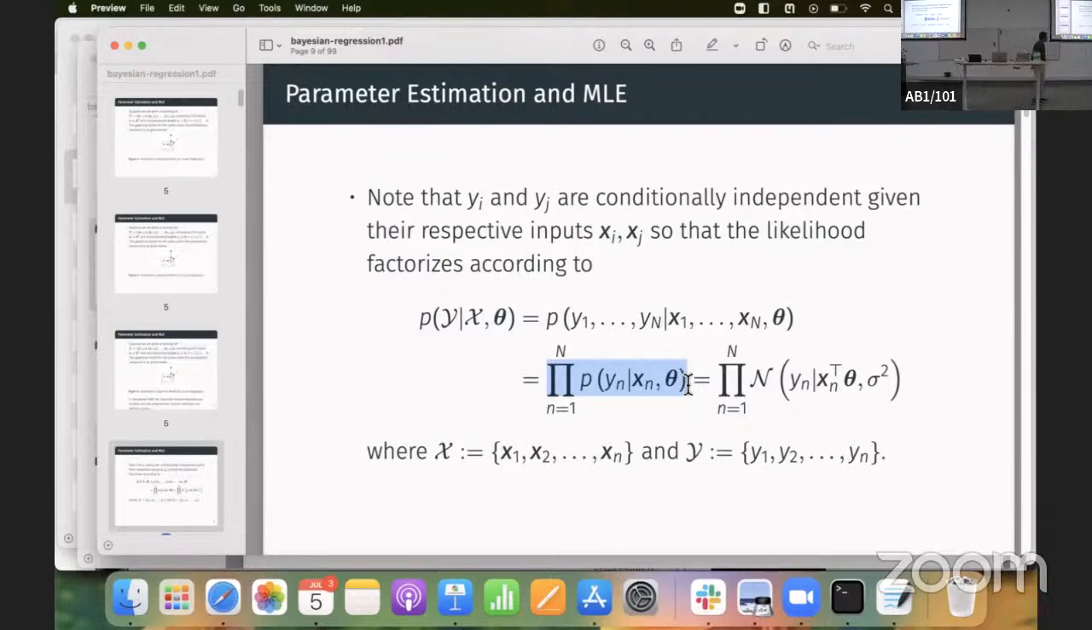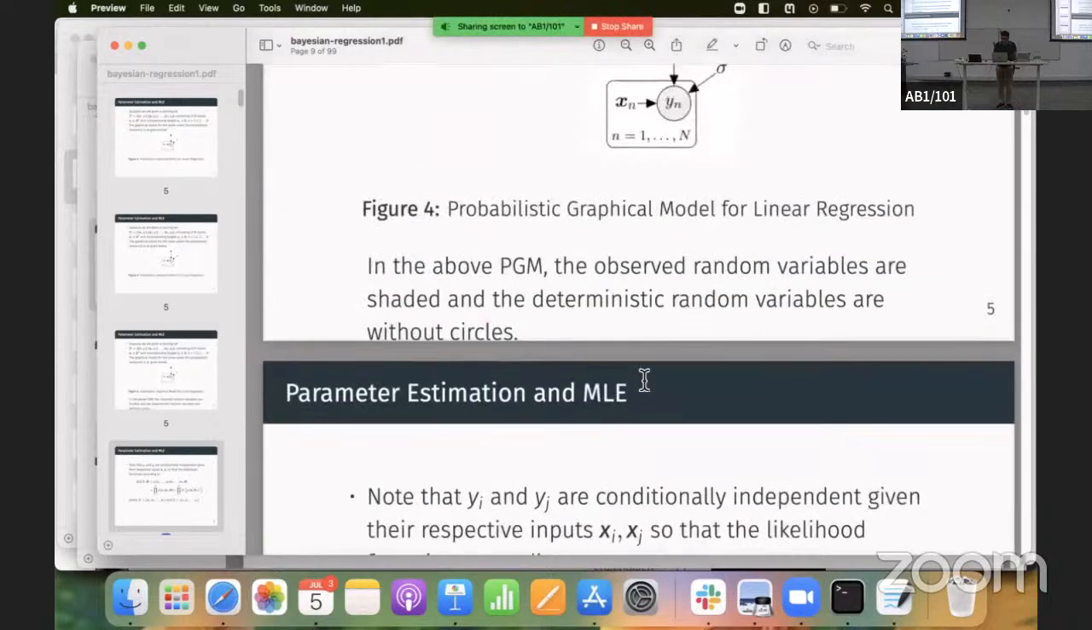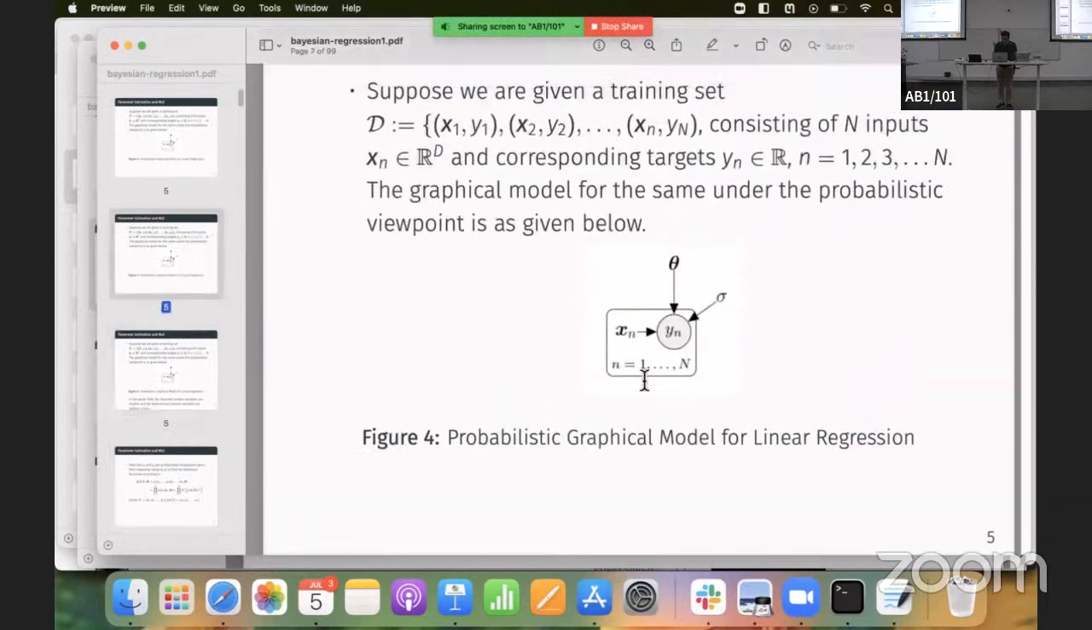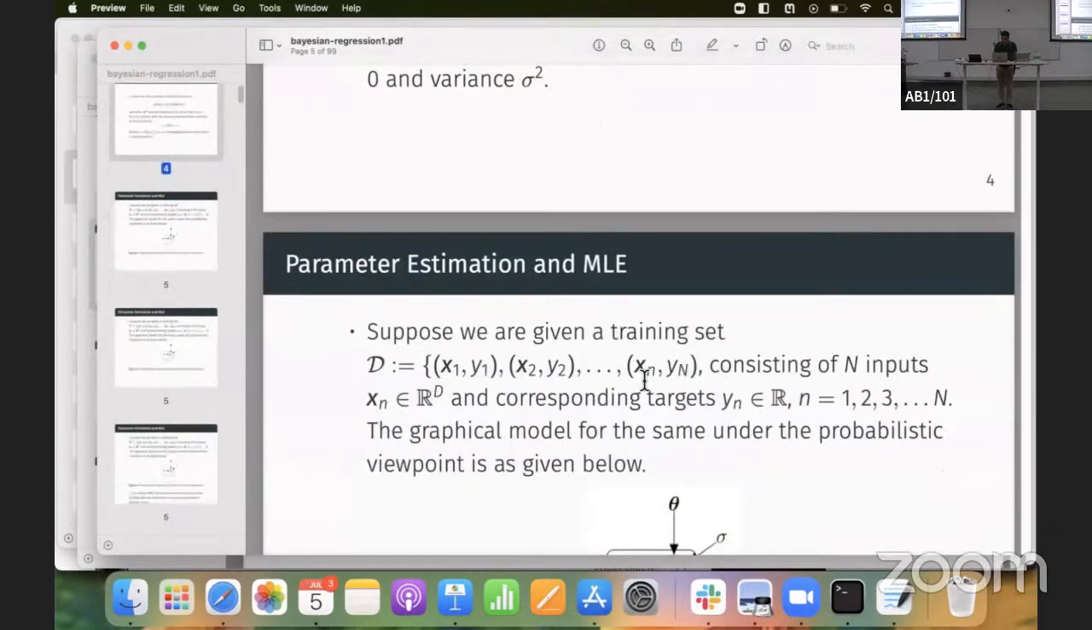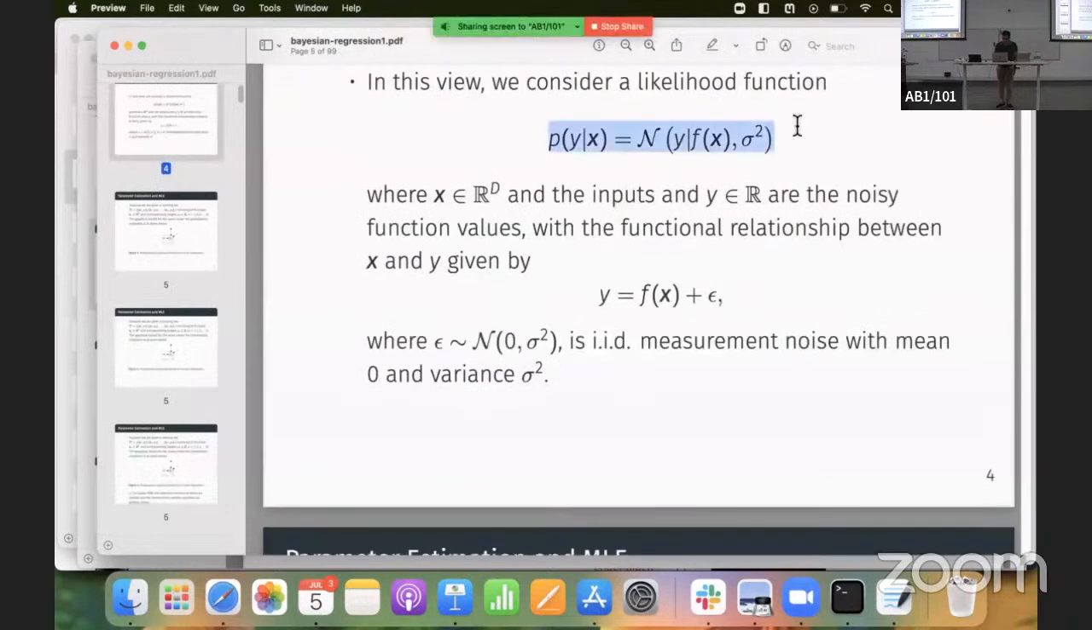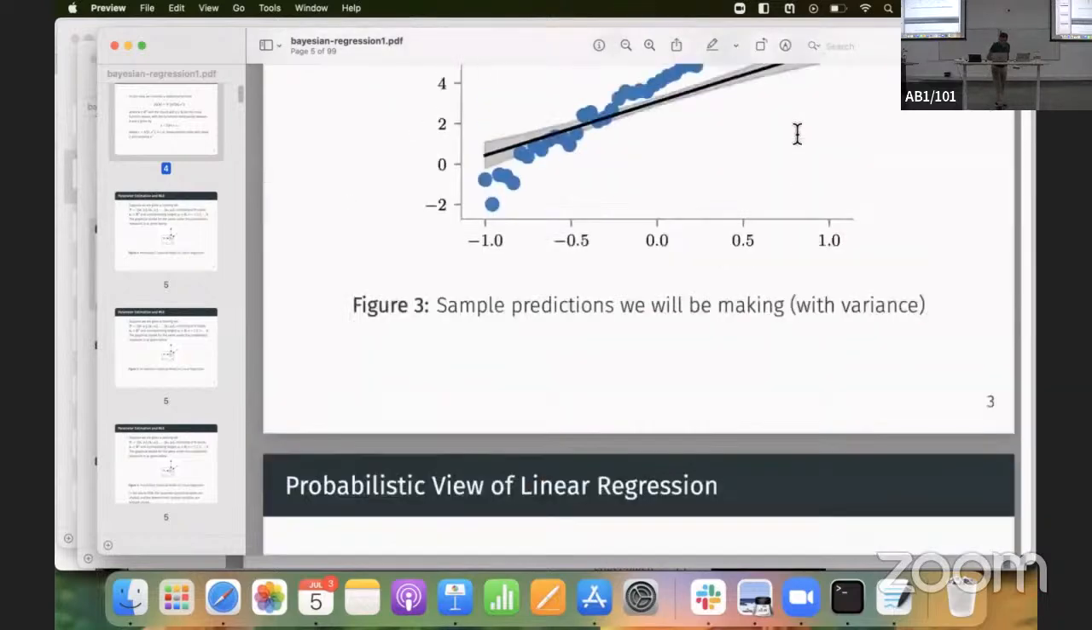So what is the relationship between y and x? Does everyone agree on this particular line? Probability of y given x, a single vector input x and scalar output y, is normal: the random variable y is distributed with mean f(x) and variance sigma squared. So we have done this earlier also.